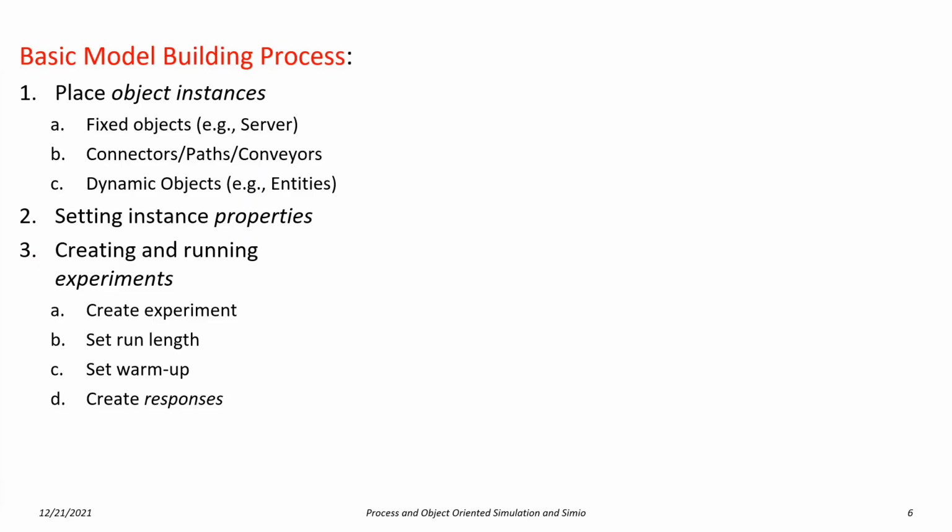Now that we have our queuing model and we have some expectation of what the correct model should give us, let's build the base Simio model. The basic model building process in Simio is we're going to place object instances.